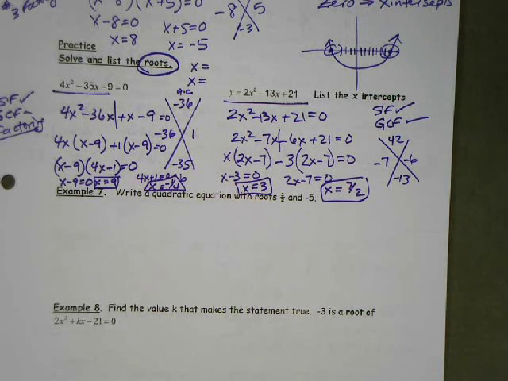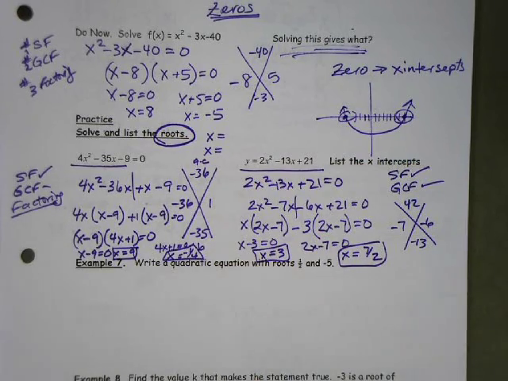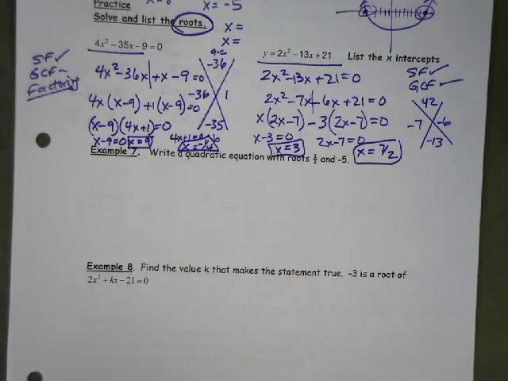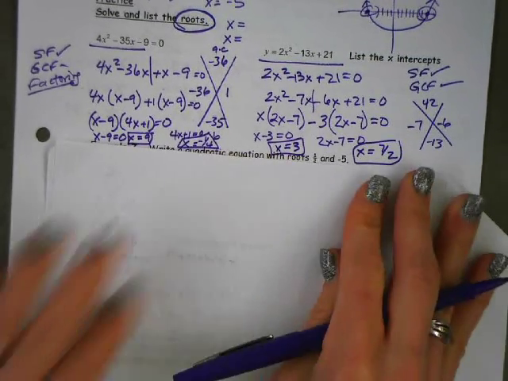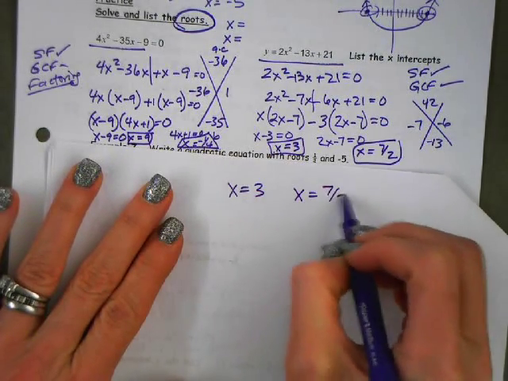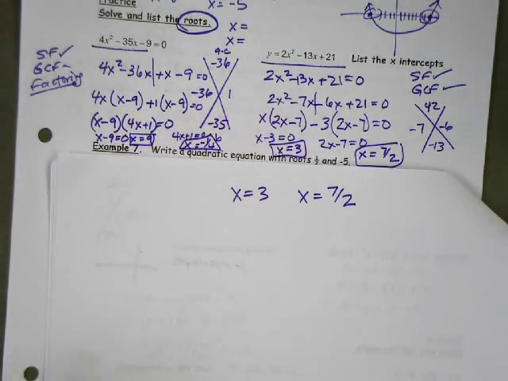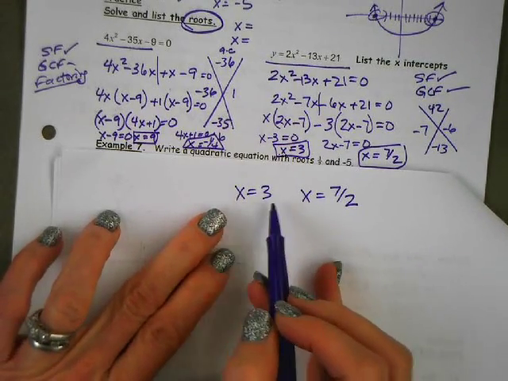Questions on setting it up in standard form, greatest common factor, factoring, setting each to 0, solving for them? I'm going to put up this example for a second, and write this below it. On this one, you had x equals 3 and x equals 7 divided by 2. You guys worked to those answers, so let's talk about what we did to get them. When x equals 3, what was the step prior to it? How did that work?